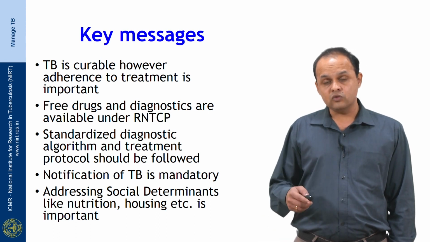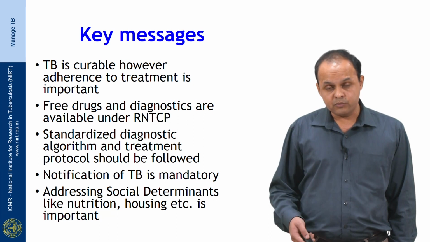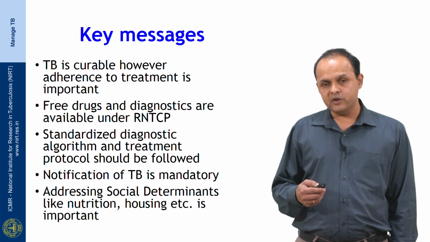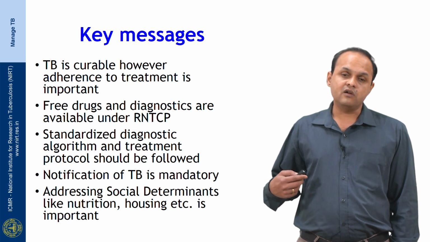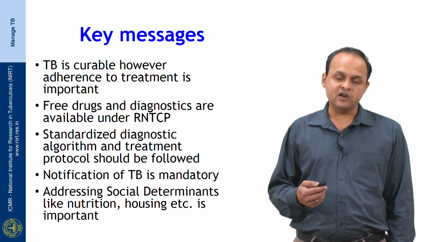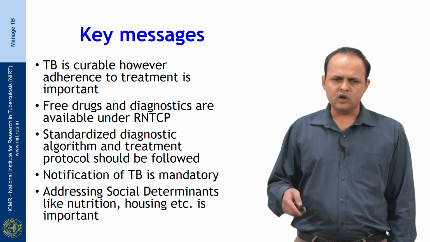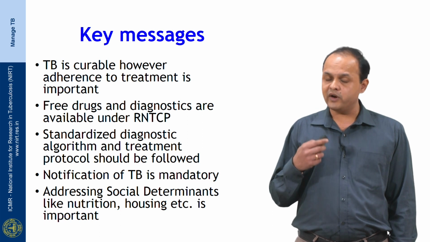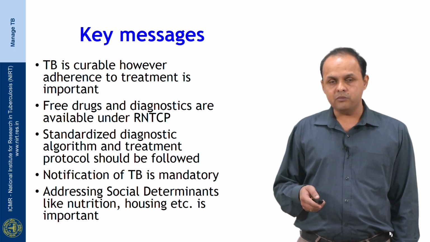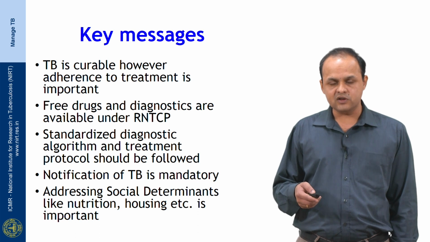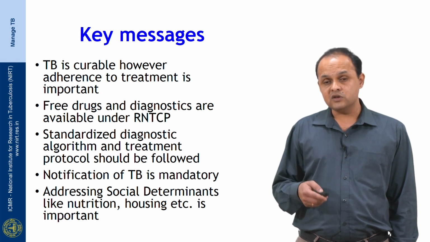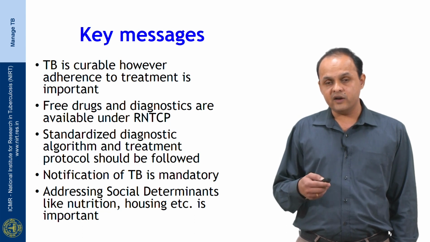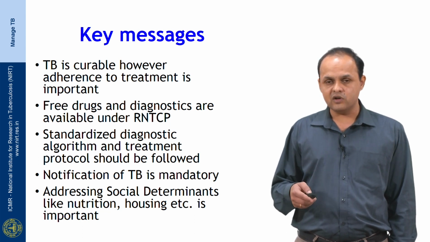The program also provides support for addressing all the other requirements for a tuberculosis patient, like the social protection measures that would be required for nutrition or housing, etc. All these things are also important, and providing free diagnosis and treatment alone is not going to help us eliminate this infection in the country. Tuberculosis can be addressed only when all the social determinants are addressed, and hence it requires a multi-sectoral approach.